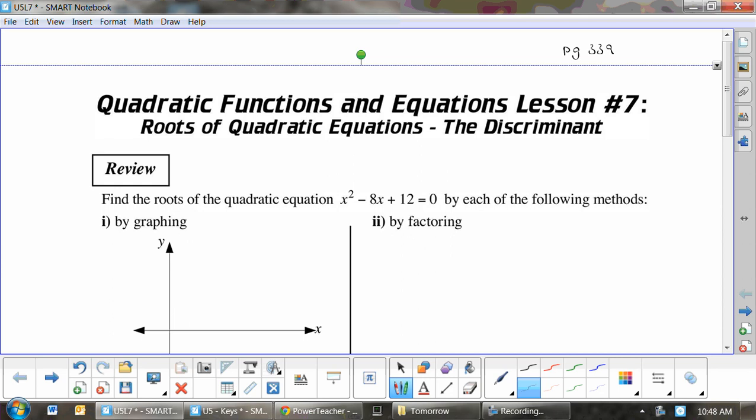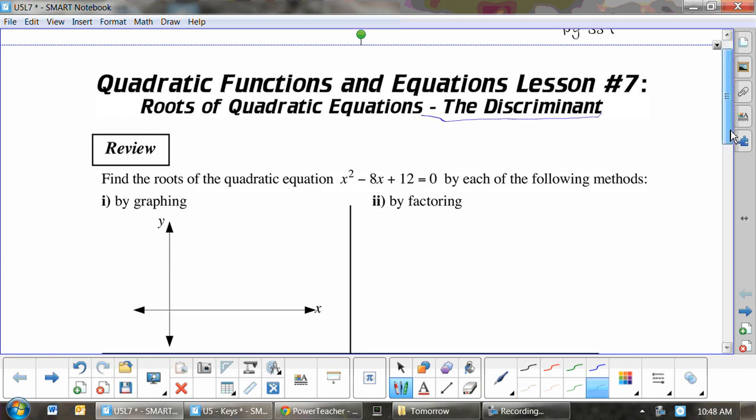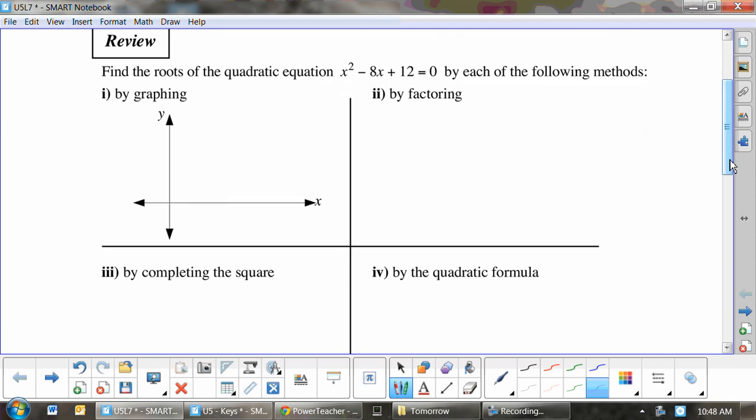Okay, so today we're talking about what's called the discriminant. We've learned a lot of different ways to find the roots or x-intercepts or zeros of quadratic equations. We've talked about graphing, factoring, completing the square, and yesterday we talked about the quadratic formula. So now we have 4 ways to solve the same problems, but we know that for some of them there's better ways to do things than others, right?